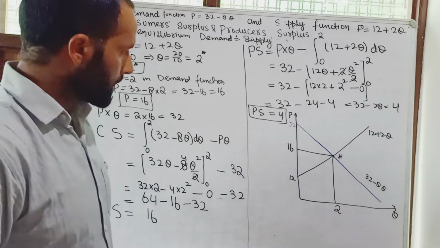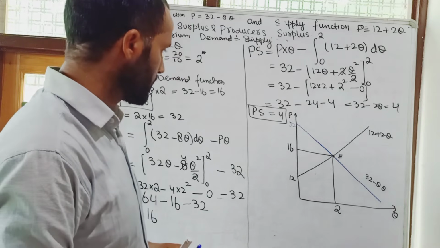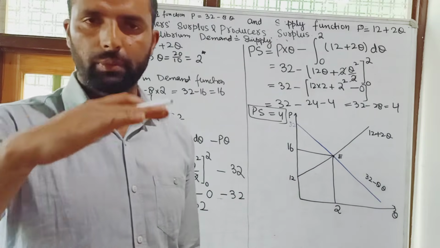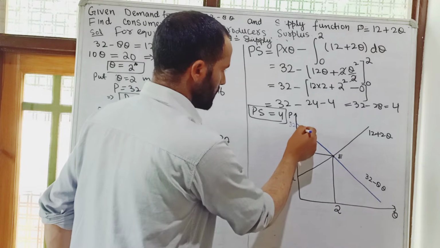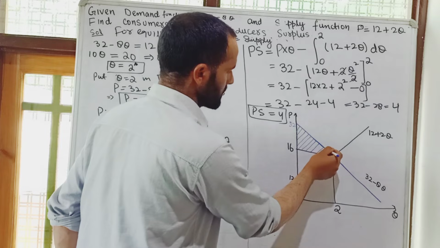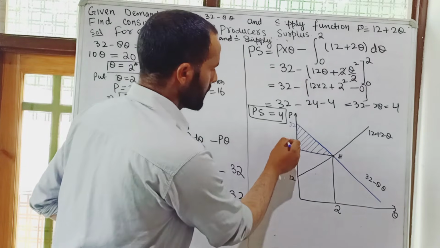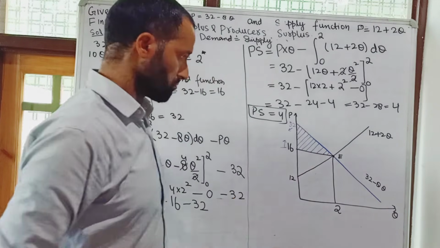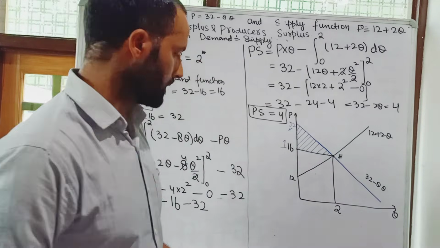Now the consumer surplus is that portion of the graph which is above the equilibrium price and below the demand curve. That is this portion. This portion represents the consumer's surplus. Consumer's surplus is that portion on the graph which is above the equilibrium price and below the demand curve here. So this shaded portion represents the consumer surplus.